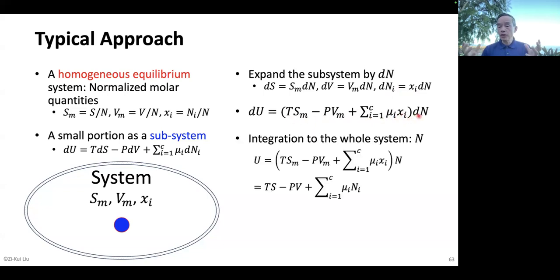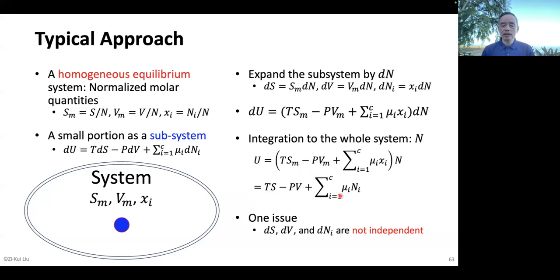Then, because it is homogeneous, we can do the integration, because in the whole system T Sm, P Vm, and mu i xi are not changing. They are homogeneous in the system. So simply multiplying by n, the number of moles of the system, gives us the internal energy of the system. Then we move n inside the parentheses, and it becomes TS minus PV plus the summation of mu i ni.